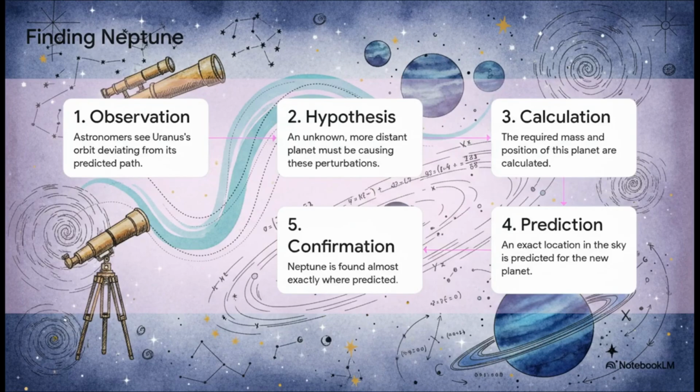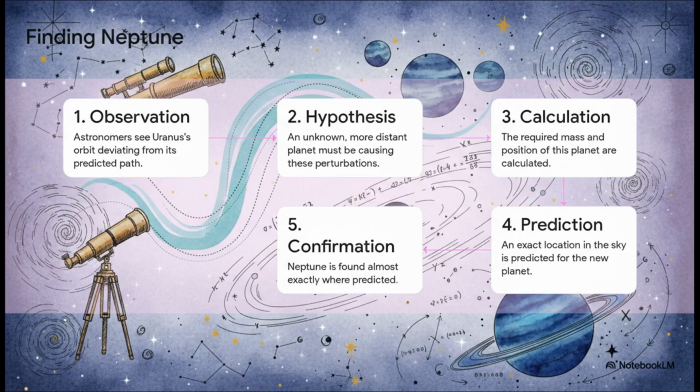For decades, astronomers had a problem. Uranus was not where it was supposed to be. It consistently deviated from its calculated path. So Urbain Le Verrier and John Couch Adams independently came up with a bold hypothesis. These perturbations were being caused by a massive, undiscovered planet even farther out.